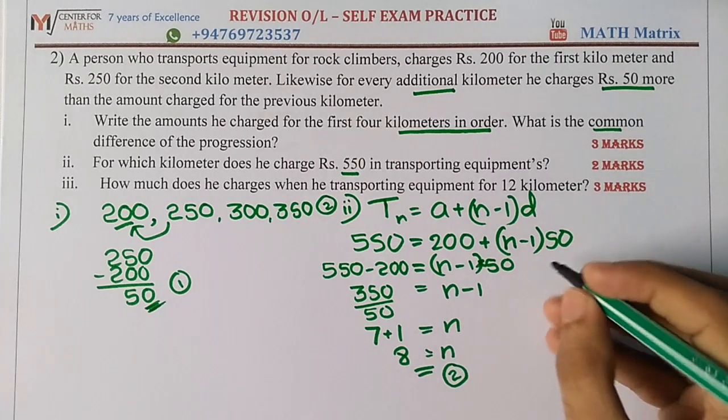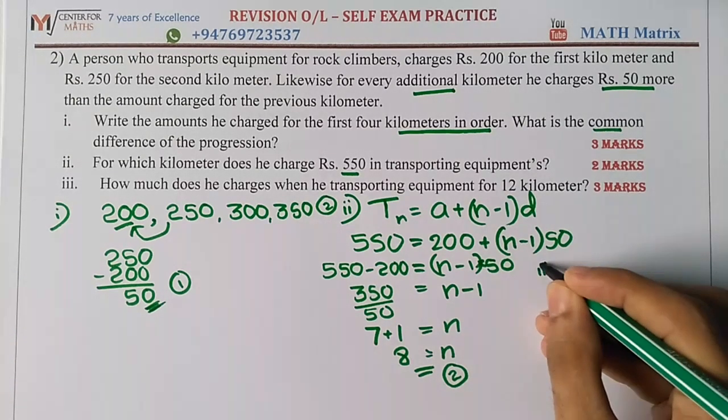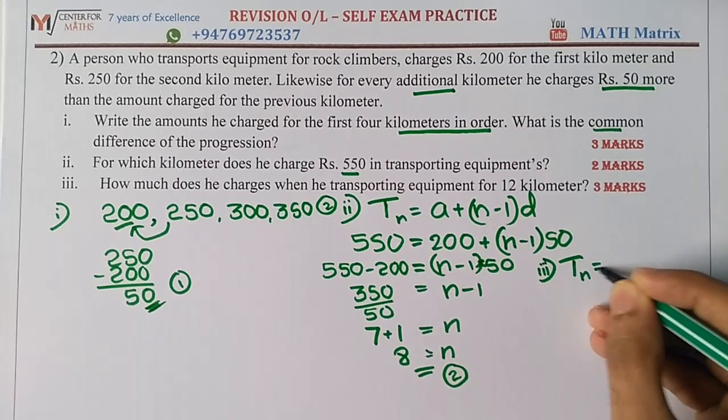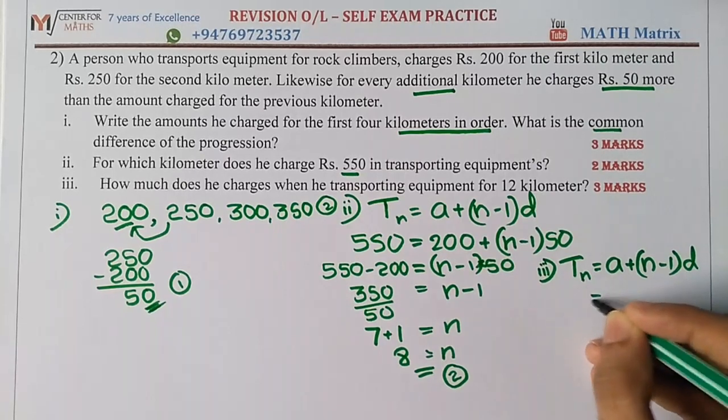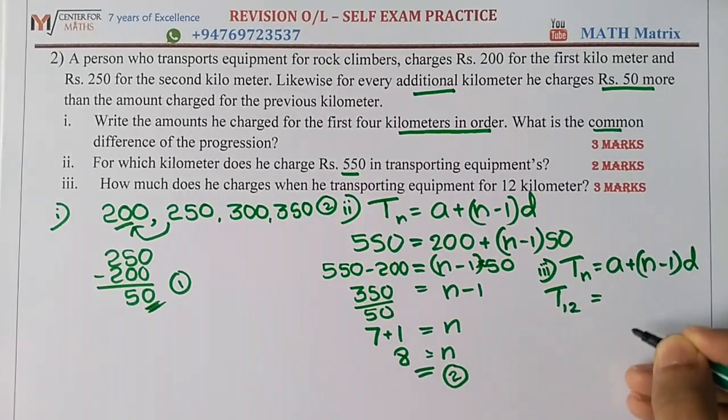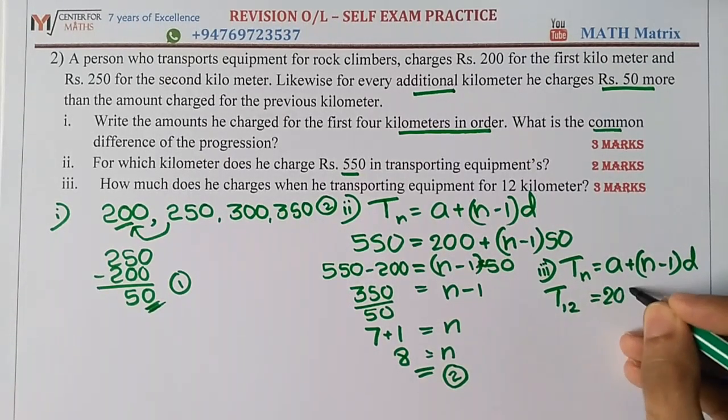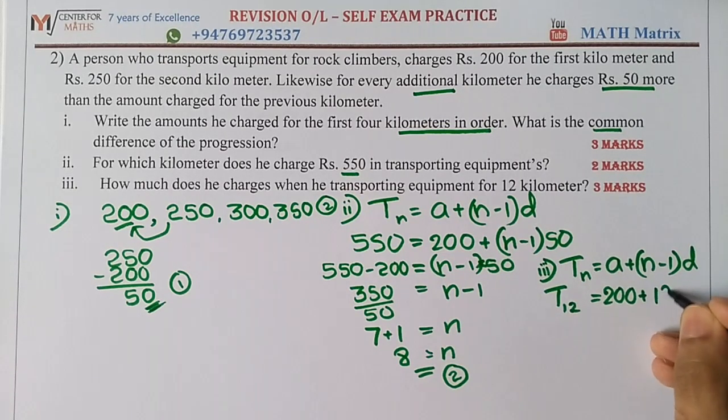Again, we have to go with the Tn formula. Tn equals a plus (n minus 1) d. So this time they are asking us to find T12. The initial term is 200, the value of n is 12, and the common difference is just 50.